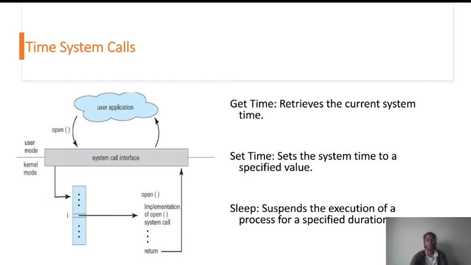Time system calls: get time, set time, and sleep. Get time retrieves the current system time. Set time sets the system time to a specified value. Sleep suspends the execution of a process for a specified duration.